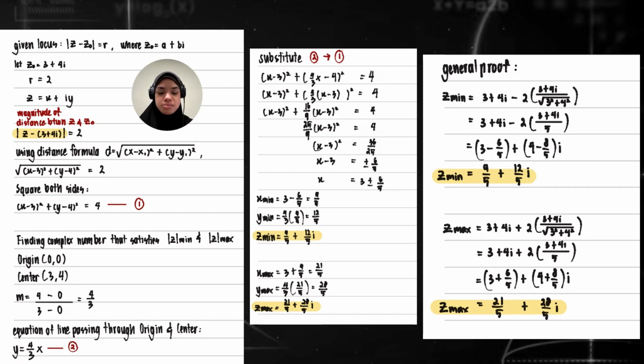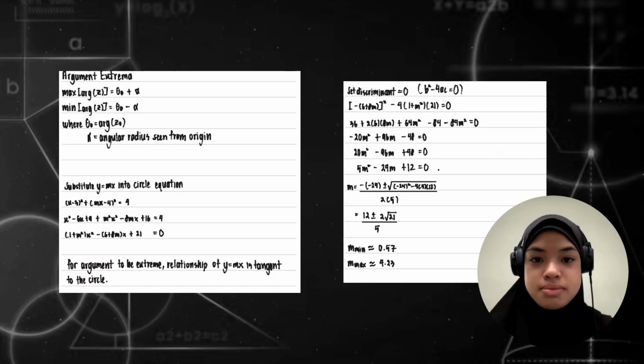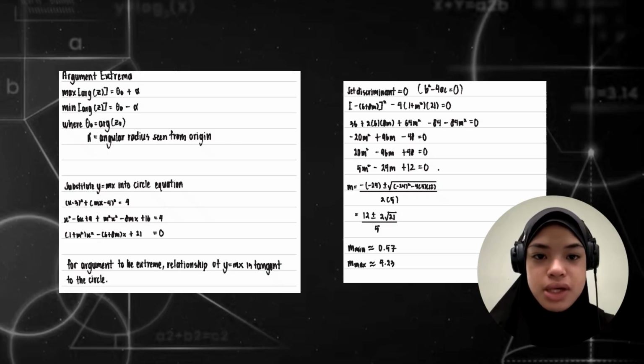To find the complex numbers satisfying Z minimum and maximum, we must find the equation of the line passing through the origin and the center of the circle obtained from equation 1. Substitute this line equation into the circle equation to find the x and y values of Z minimum and maximum. We can verify our answers by using the formula for Z minimum and maximum. Maximum argument Z is theta naught plus alpha, while minimum argument Z is theta naught minus alpha.